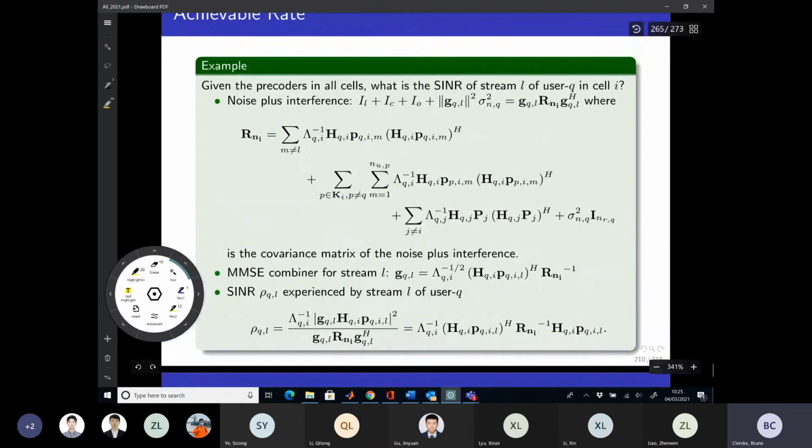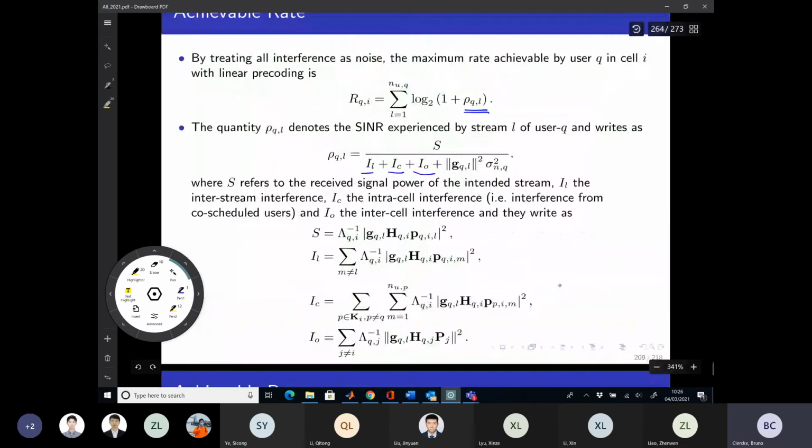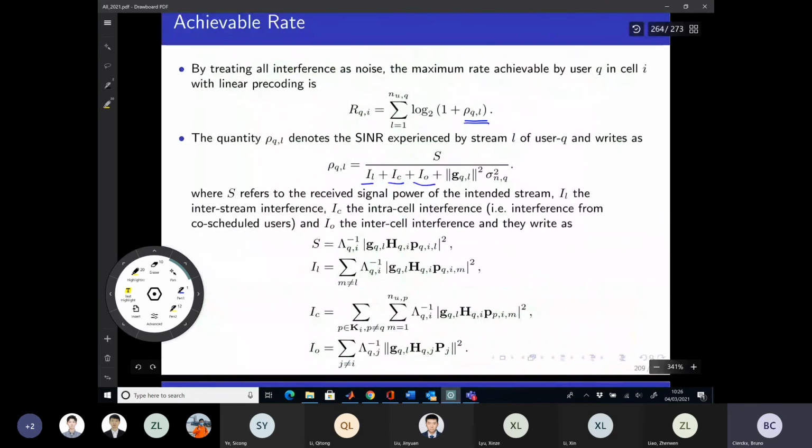Okay, so this is essentially what you're going to have to look at in your coursework 3, but you're going to have to be very careful because in coursework 3, your precoders come from the codebook. So you're going to have to choose which precoder maximizes the rate of user Q. Once you have this, you write the rate of user Q as this, and then you have to find the precoder that maximizes that rate. So you're going to have to go over all the precoders in the codebook, find the one that maximizes the rate, and this will be the precoder that is actually used for transmission.